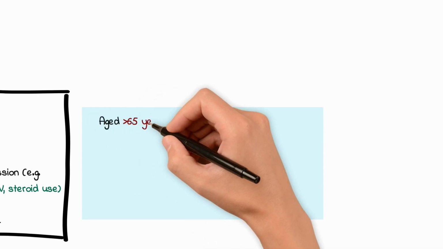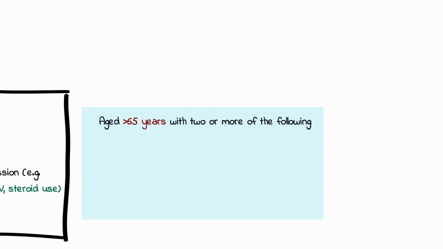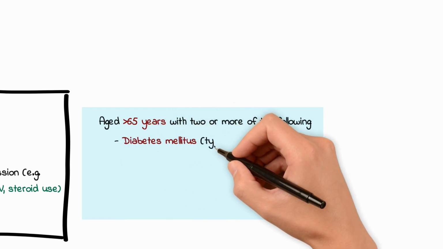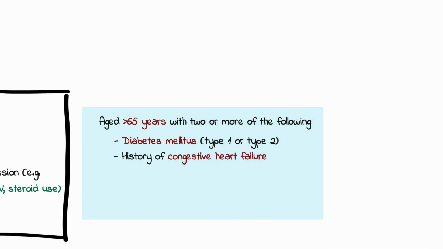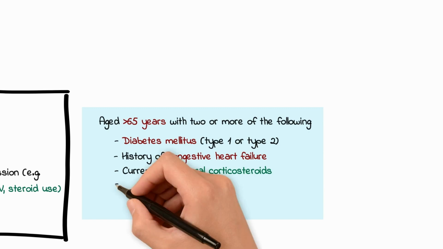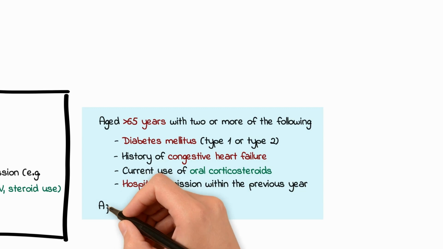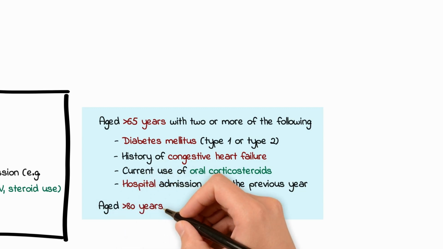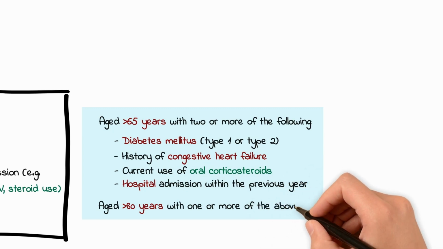So if age is over 65 with 2 or more of the following: diabetes mellitus, type 1 or type 2, history of congestive heart failure, current use of oral corticosteroids, and hospital admission within the previous year. If the patient is aged over 80 years old, then only 1 or more of these features need to be present.